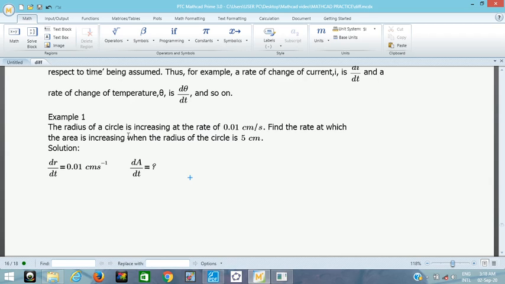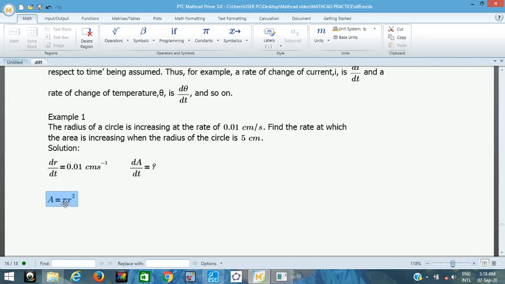What is changing in this question that we need to calculate is the area of that circle. Find the rate at which the area is increasing when the radius of the circle is this. So this question is talking about a circle, the radius of a circle. And what is the area of a circle? We all know the formula. Area of a circle is equal to pi r squared. So this is the formula for area of a circle. It's not a new thing to us now.